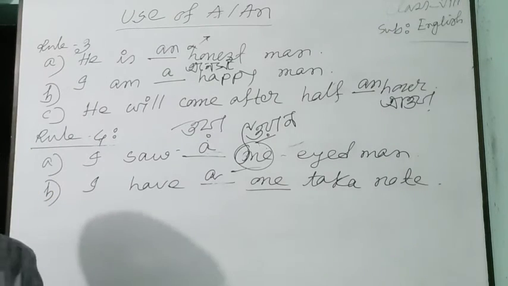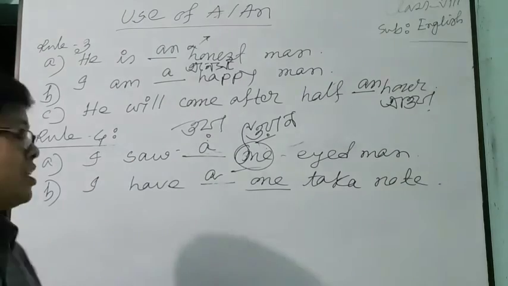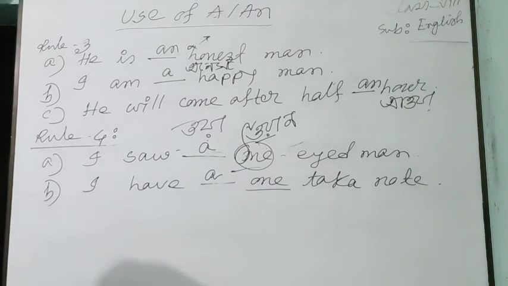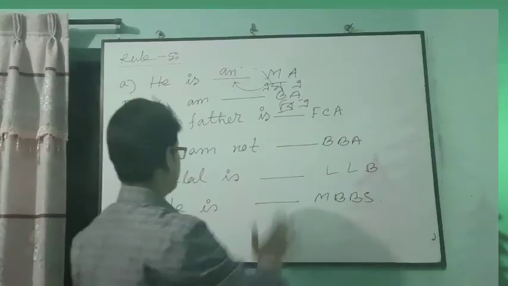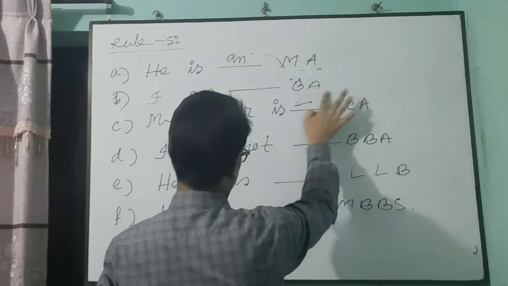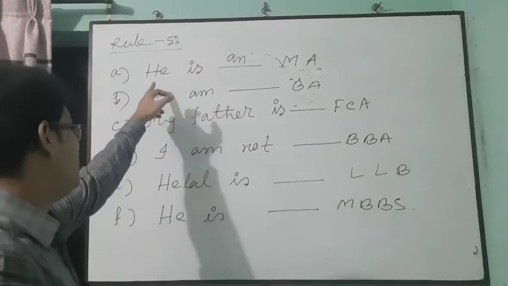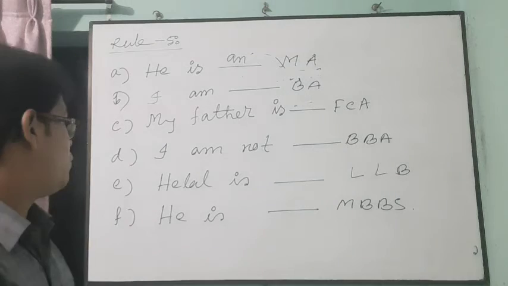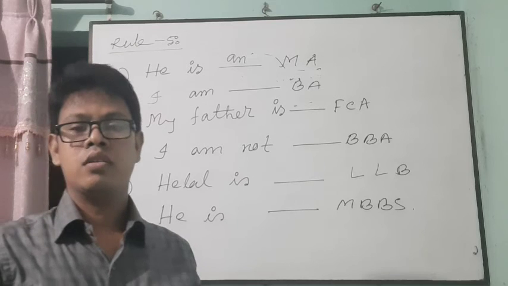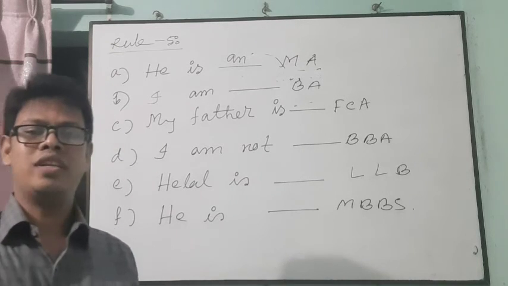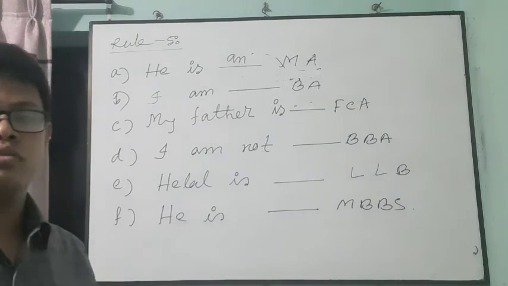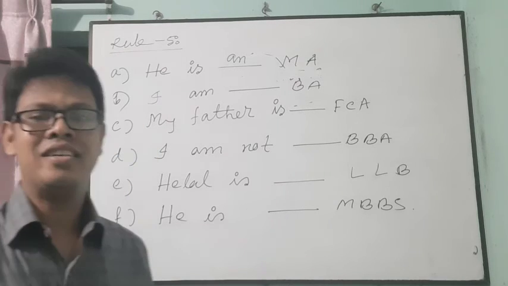Students and viewers, I hope all of you have clearly understood rules 3 and 4. Now it's time to discuss rule 5. Let's start rule 5. Students, in rule 5, at first you have to know what the rule says. The rule says, if the first letter of any abbreviation sounds as a consonant, it will take 'a' before it. If the first letter of an abbreviation sounds as a vowel, it takes 'an' before it.